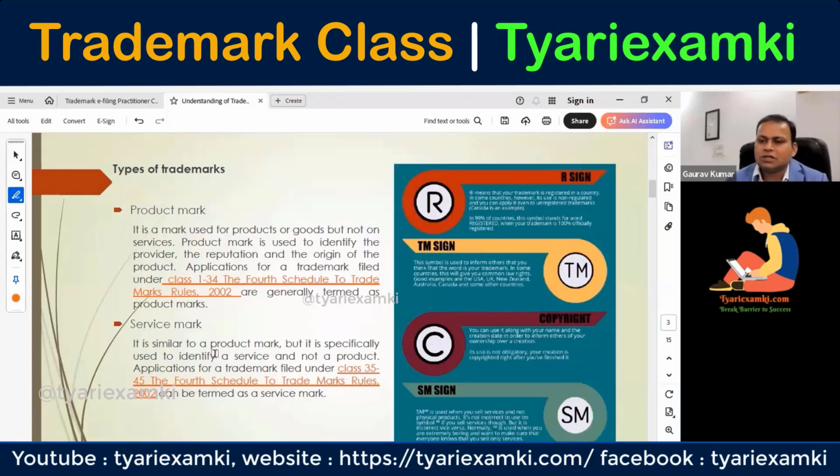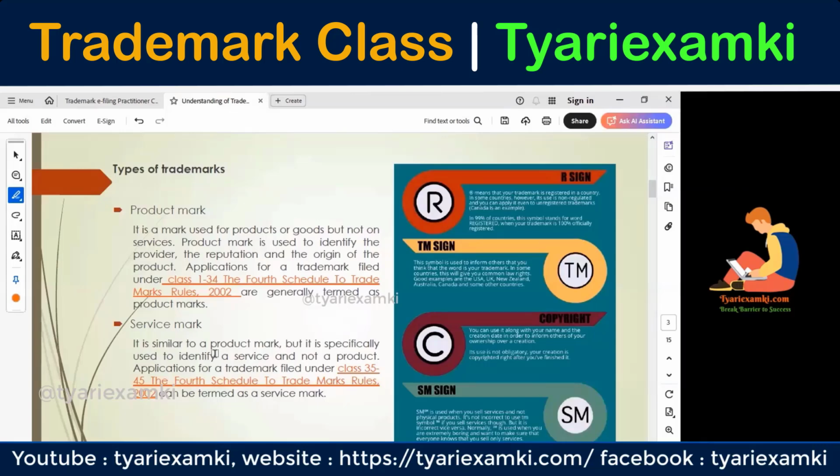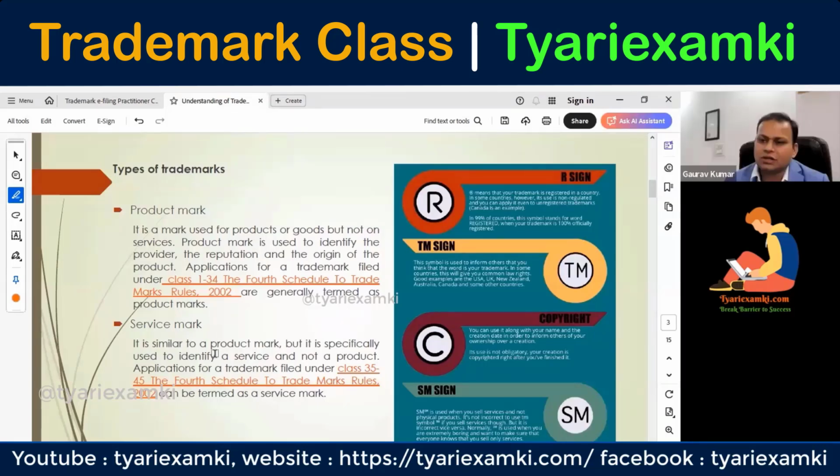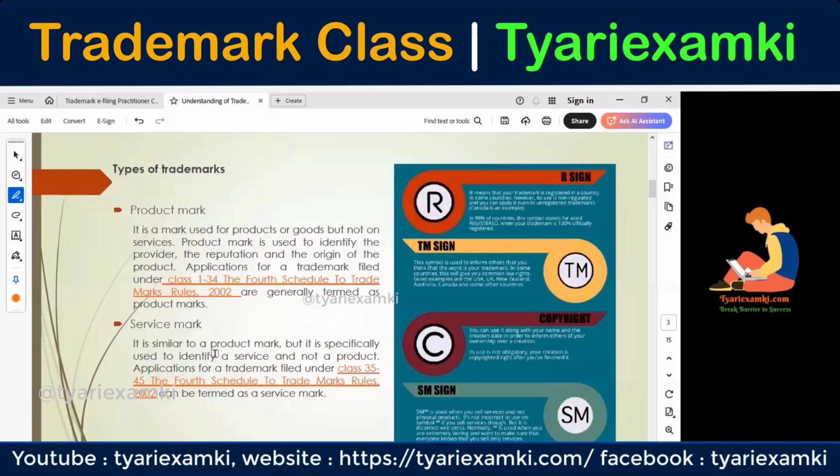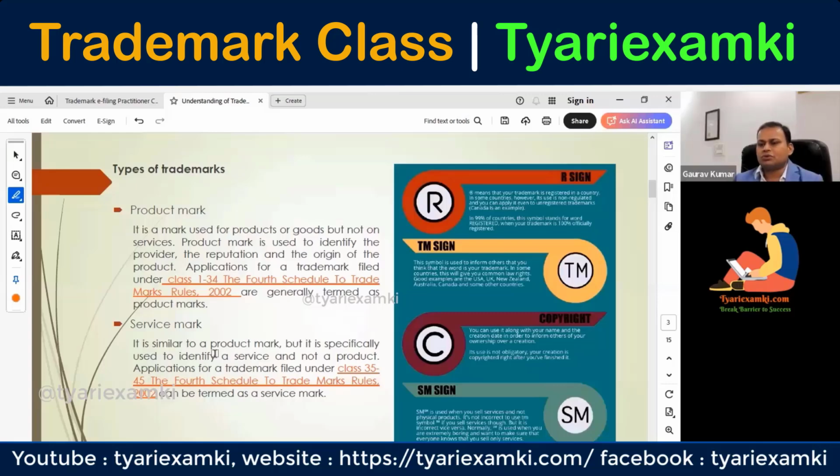They register under classes 1 to 34, and it is known as the product mark. Like Go Mechanic, Urban Clap, Urban Pro, these are service providers, so they are known as the service mark, classified between class 35 and class 45. If a person asks you to register a business name that is not related to any product or service, it should be registered under the business class, that is class 35.